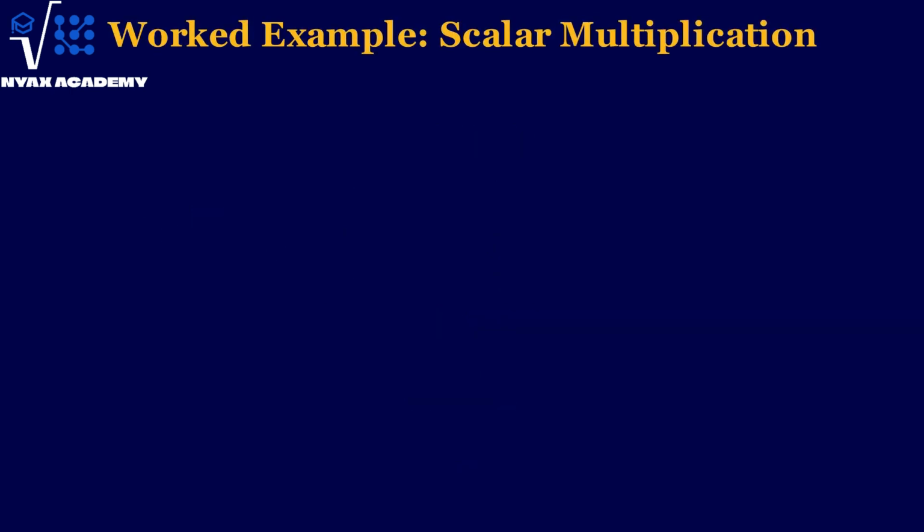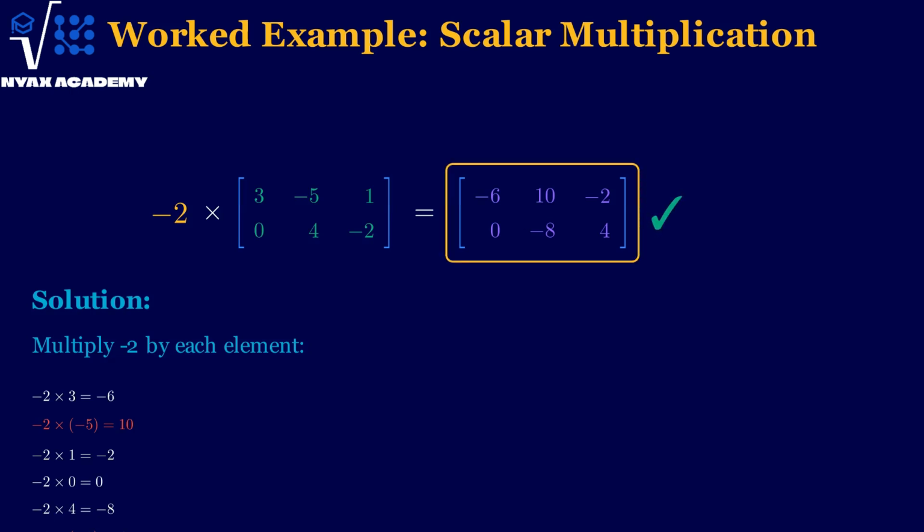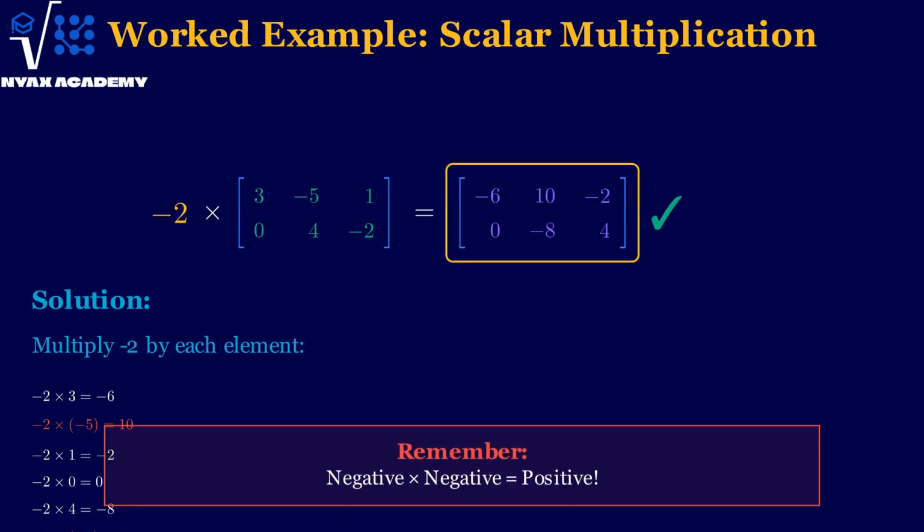Let us look at another example of scalar multiplication. Here our scalar is negative 2 multiplying a 2 by 3 matrix. Our scalar negative 2 must multiply every element in our matrix to get our resultant matrix. Negative 2 will multiply 3, negative 5, 1, 0, 4, and negative 2. This will result in our matrix with elements negative 6, 10, negative 2, 0, negative 8, and positive 4. Remember to multiply a negative and a negative to get a positive.